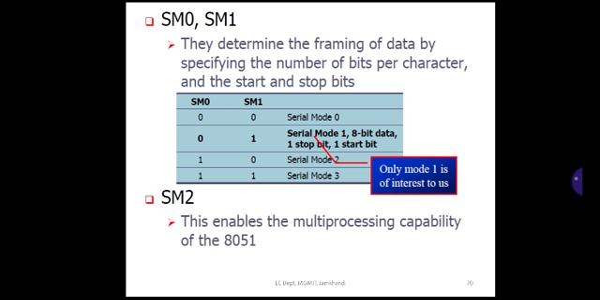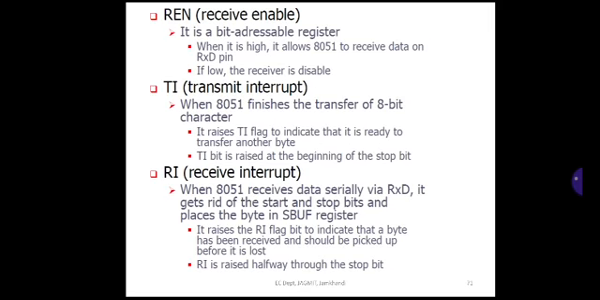SM2 enables the multiprocessing capability of the 8051. As we are not using multiprocessing capability, SM2 must be 0. SM2 is the D5 bit of the SCON register. It has to be made equal to 0. Next bit in the SCON register is REN. REN is the receive enable. It is a bit addressable register, that's why you can also access it using SCON.4. So REN is D4 of the SCON register.